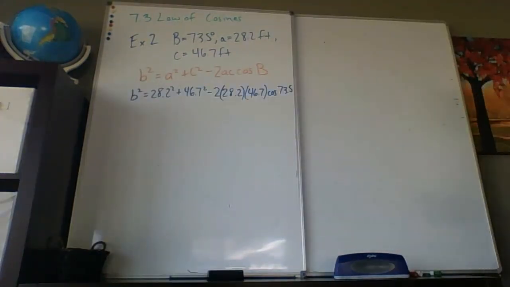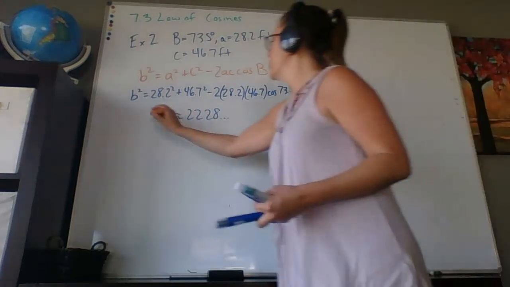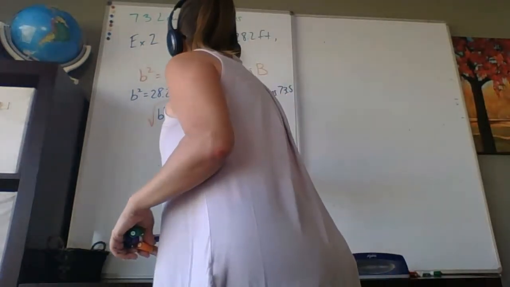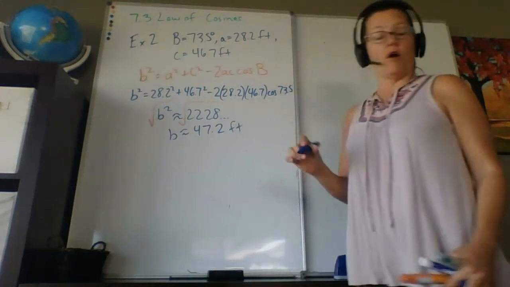Plugging in the numbers, we get B squared equals 28.2 squared plus 46.7 squared minus 2 times 28.2 times 46.7 times the cosine of 73.5 degrees. Plugging this into the calculator, we get B squared is approximately 2,228. Again, leaving this in the calculator, we take the square root of both sides. So B is approximately 47.2, and our units of length are feet.